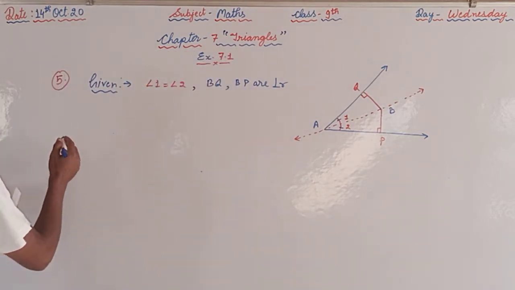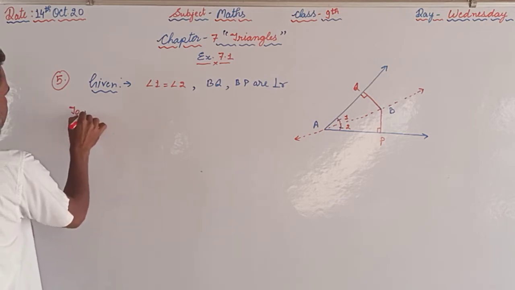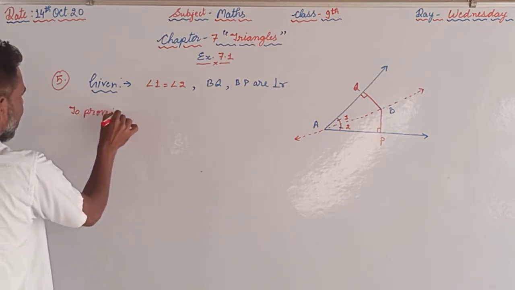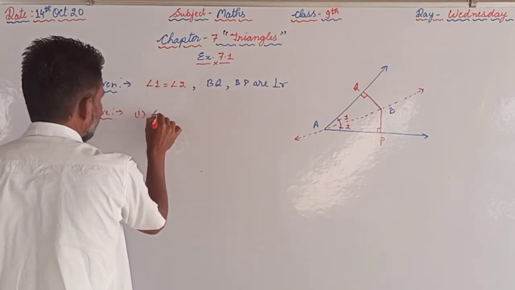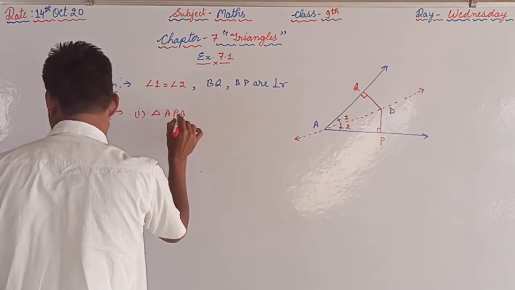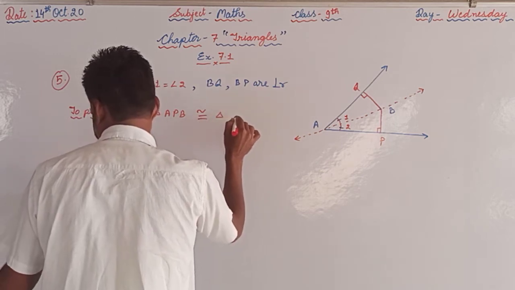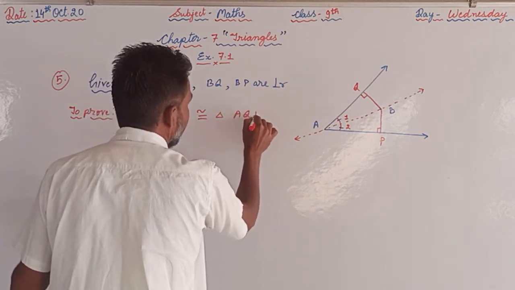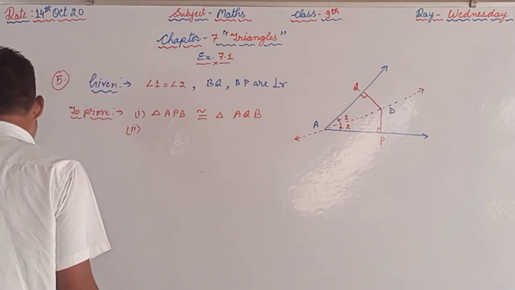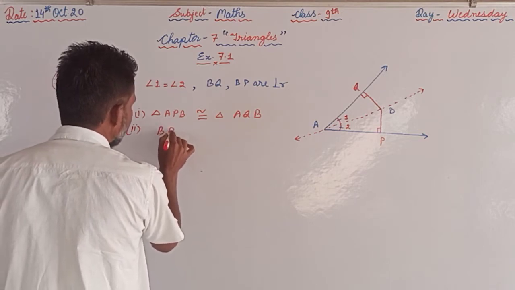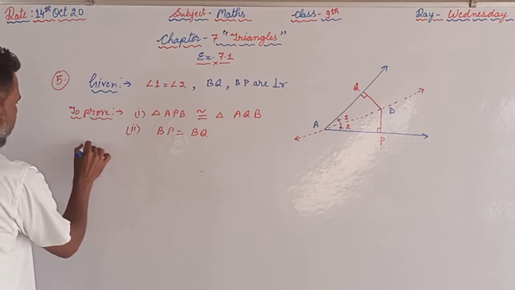What we have to prove? We have to prove two things. First one is triangle APB is congruent to triangle AQB, and the second thing we are supposed to prove is BP is equal to BQ. So now we are supposed to write the proof for that.